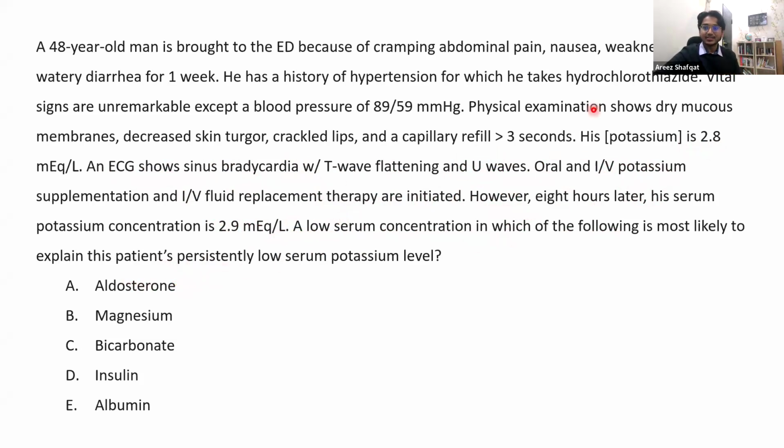B, exactly, yes, magnesium. So the take-home message from this scenario is that firstly, diarrhea leads to hypokalemia. The second part is that if you try to correct the hypokalemia with oral and IV potassium, and the hypokalemia is refractory, or if it doesn't correct, you should always check the magnesium level, because hypomagnesemia is the most common cause of refractory hypokalemia. So in the exam, if you have a patient with refractory hypokalemia, always check his serum magnesium level and correct that first.